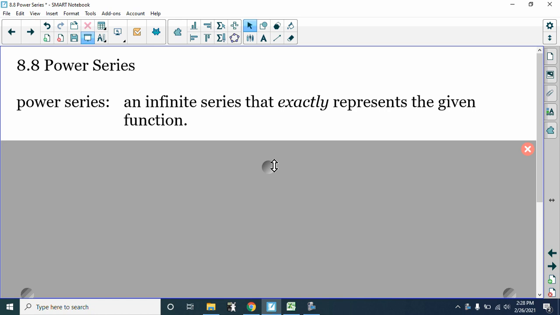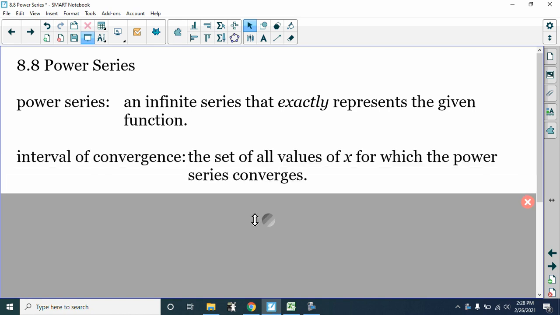So a power series is defined as an infinite series that exactly represents the given function. What we'll really be focused on today is finding an interval of convergence. The interval of convergence is the set of all values of x for which the power series converges. So we're going to write it as an interval, and all the values on the interval will be the values that make the series converge.